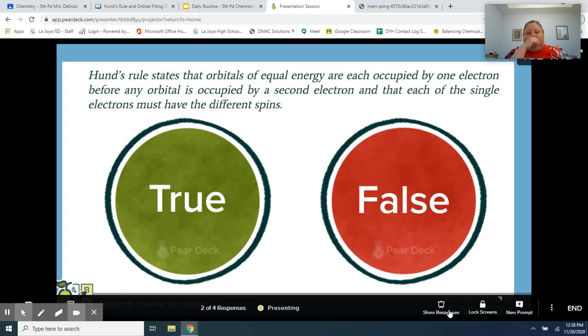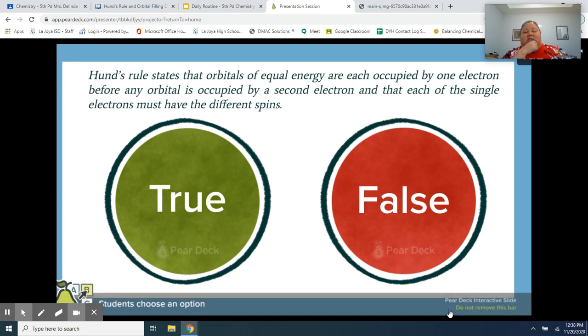Oscar, is this statement true or false? Hund's rule states that orbitals of equal energy are each occupied by one electron before any orbital is occupied by the second, and that each of the single electrons, right? Each of the single electrons must have different spins. So Alexia will point up, Oscar will point down, America will point up. Is that true or is that false?